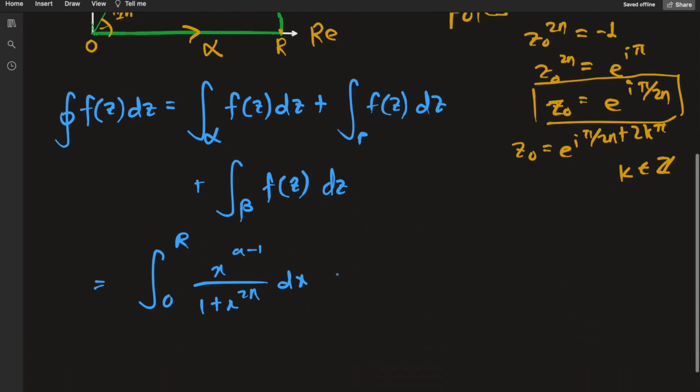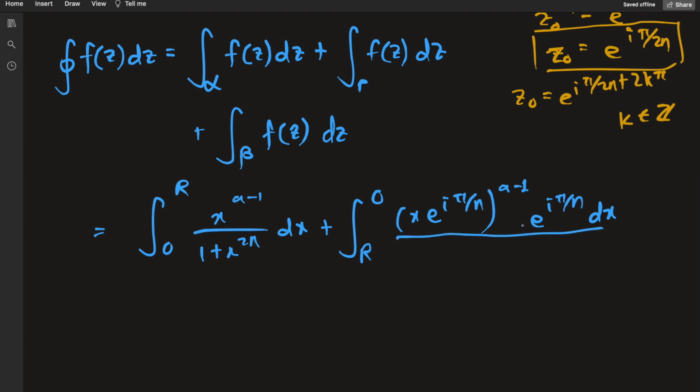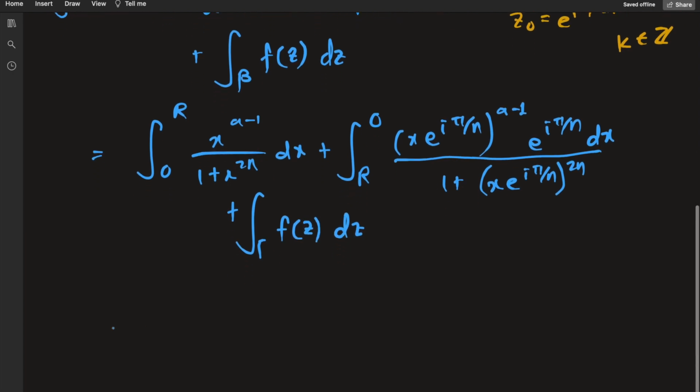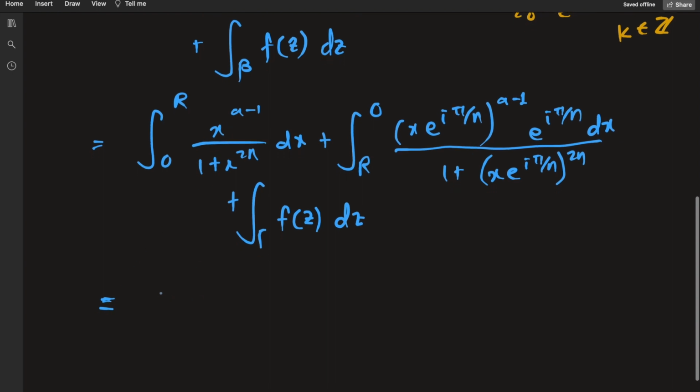So we're going to use that substitution over here. And notice we're going from r to 0. We have x times e to the i pi over n raised to a minus 1, and then there's another e to the i pi over n because of the dz, which is equal to this dx, divided by 1 plus x times e to the i pi over n, but the whole thing raised to the 2nth power. And then this other guy that we're not going to bother substituting first.